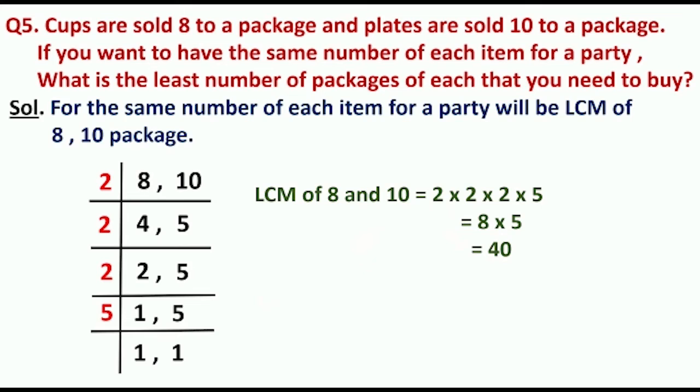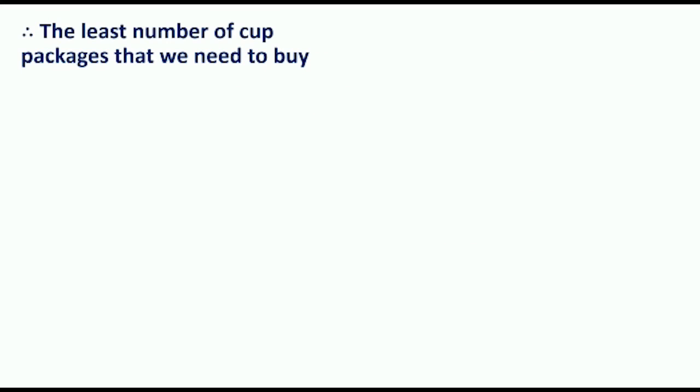Now we have to find the least number of packages of each, that is for cups and plates. So we have to divide this LCM, which we found as 40, by 8 and 10. When we divide it by 8, we will get the least number of cup packages, and when we divide it by 10, we will get the least number of plate packages. Therefore, the least number of cup packages that we need to buy is equal to 40 divided by 8.